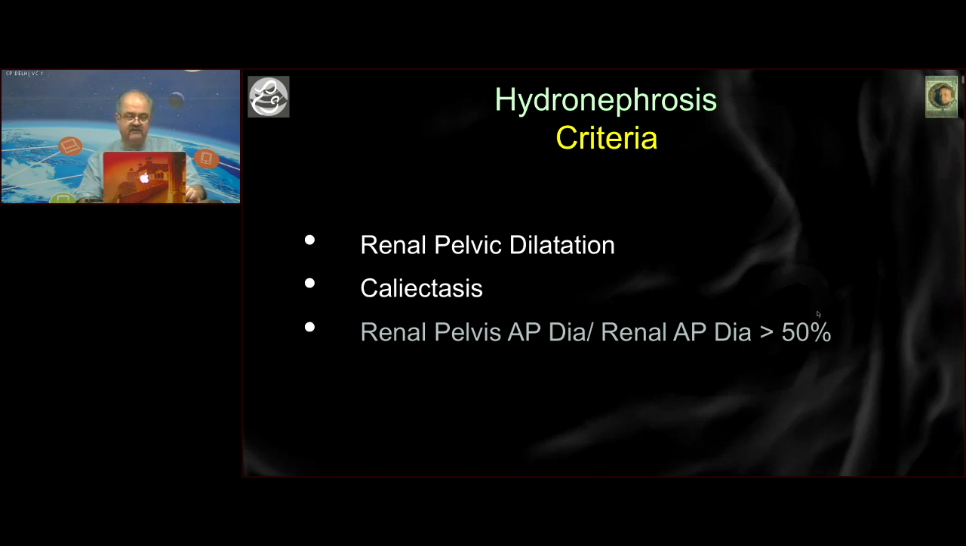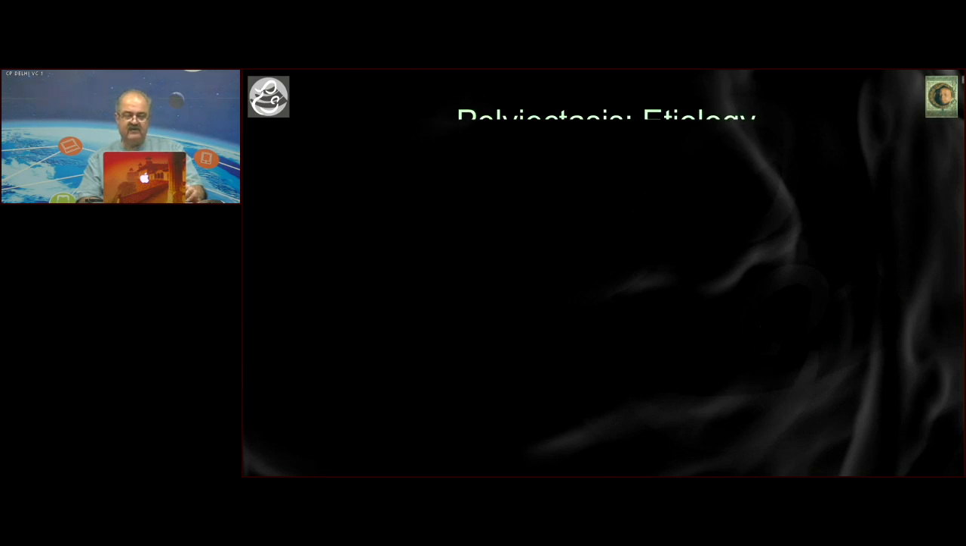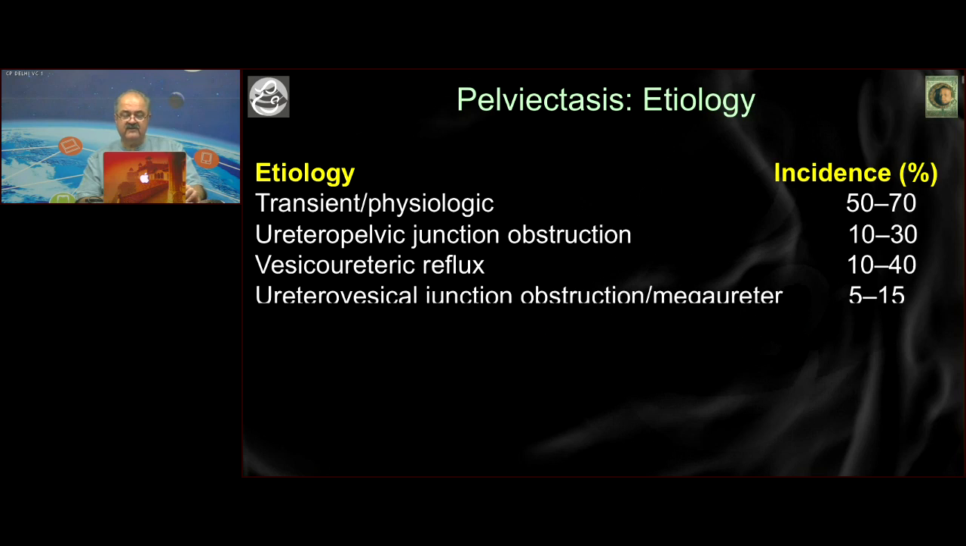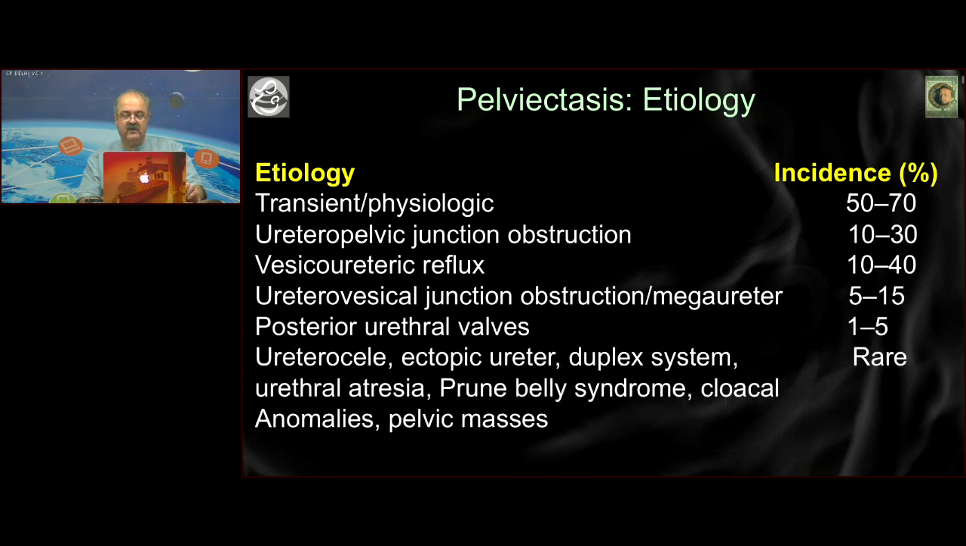We use absolute values. Then you open your mind to the level of obstruction. We know it could be transient or physiological, or it could be a ureteropelvic junction or a VU reflux, a ureterovesical junction obstruction, posterior urethral valves, some of the unusual ones, which are the ones I've listed here and we've spoken about, but usually the vast majority are transient, and they will go away if you watch the fetus for long enough.